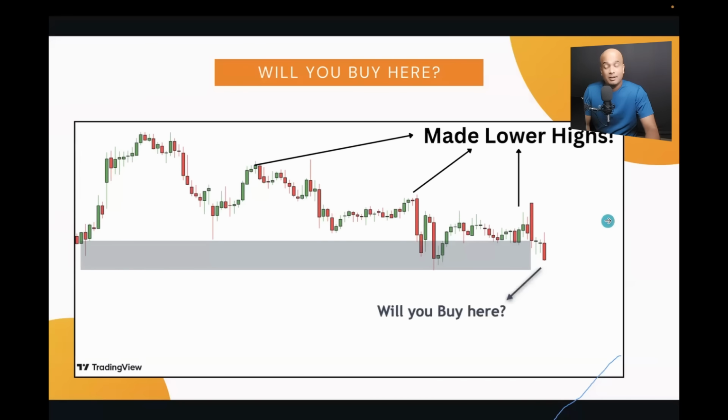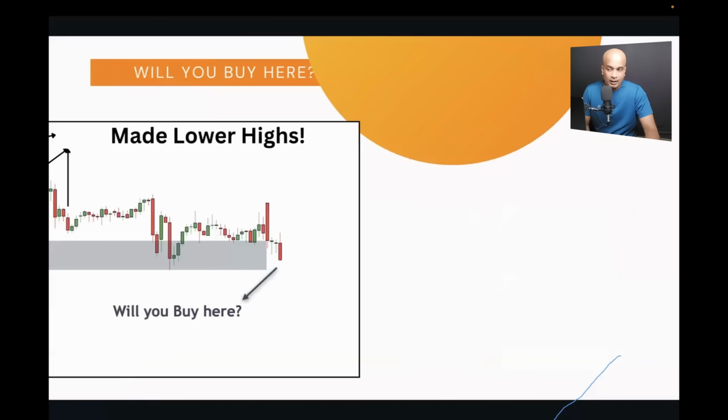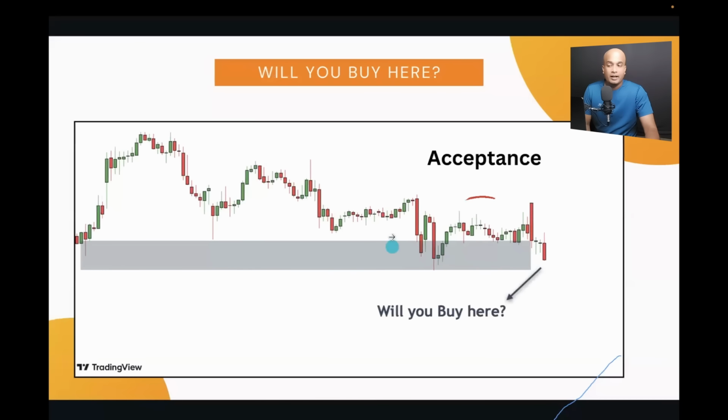Which means this is bearish as part of Dow theory. Okay. Next, price is showing acceptance. So this zone belongs to buyers. If the buyers are there and if they are powerful, if they have the energy, they should push the price upside immediately.